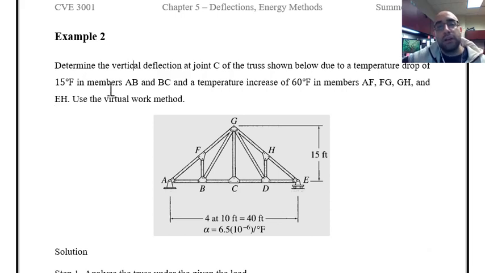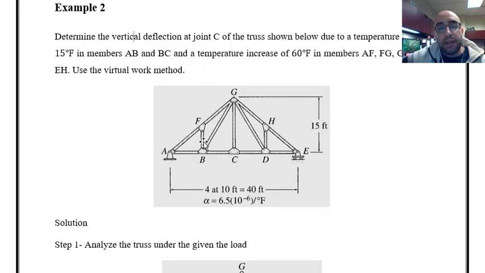That way, we have to analyze the truss and see what is the force in other members, and we can also find the deflections. That's what's happening over here. We have to use the virtual work method, and the question is asking us the vertical deflection at joint C because of this temperature change in the members that are listed in the problem. So let's see how we can use the method and solve this problem.